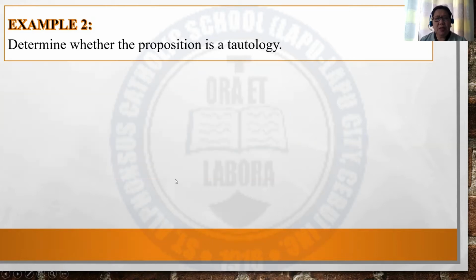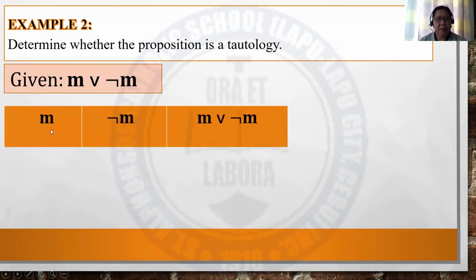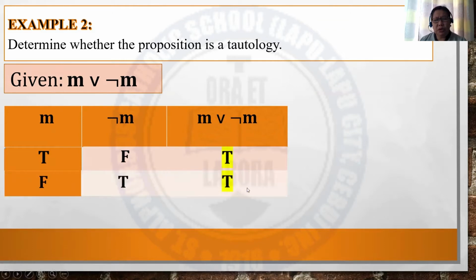Next example. Still, we are going to determine whether the given proposition is a tautology. Given M or not M. So let us have M here, then not M, then M or not M. So if M is true and not M is false, since this is OR, then the result is true. And then if M is false and not M is true, the result is also true.